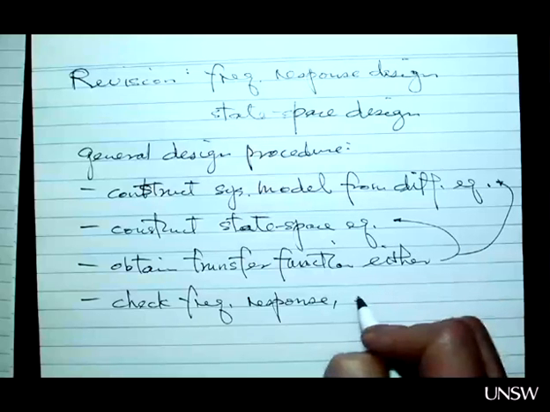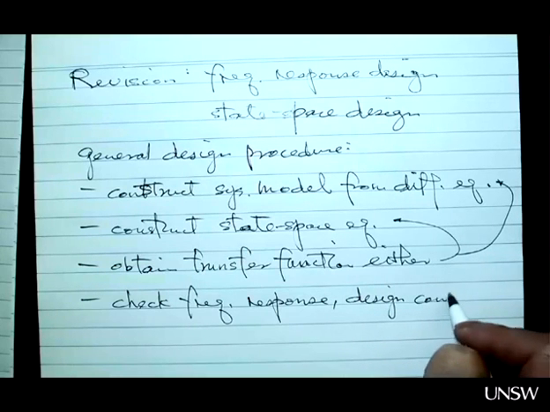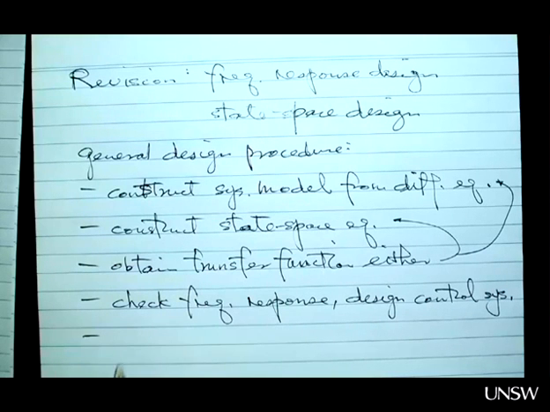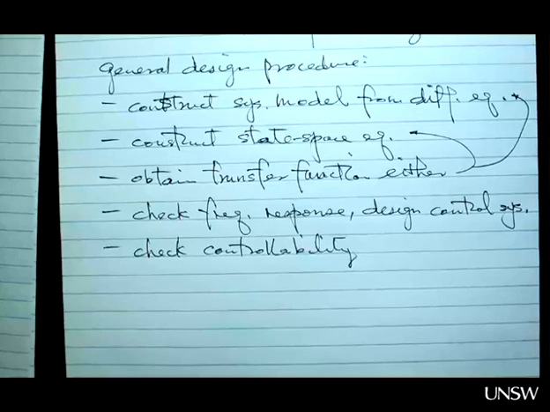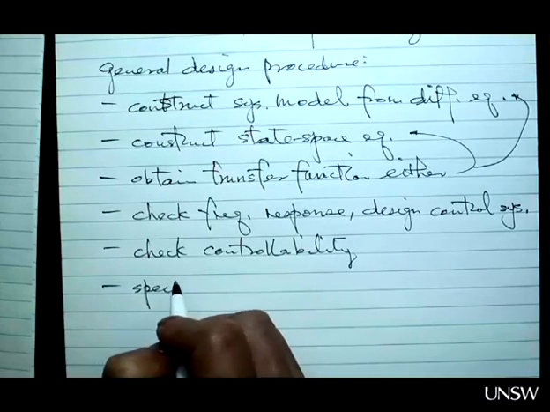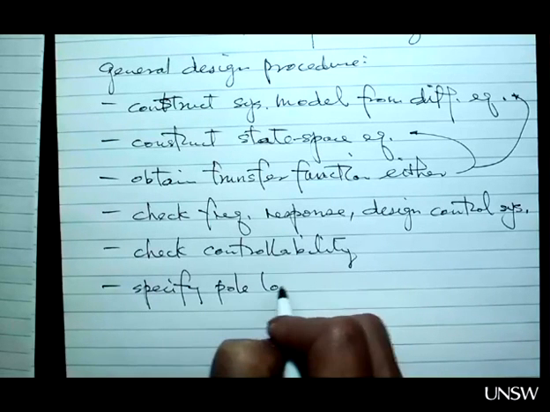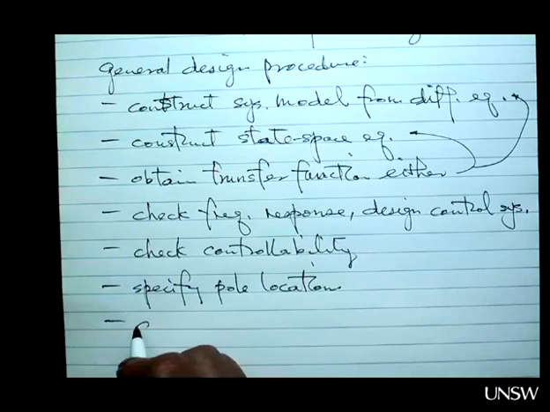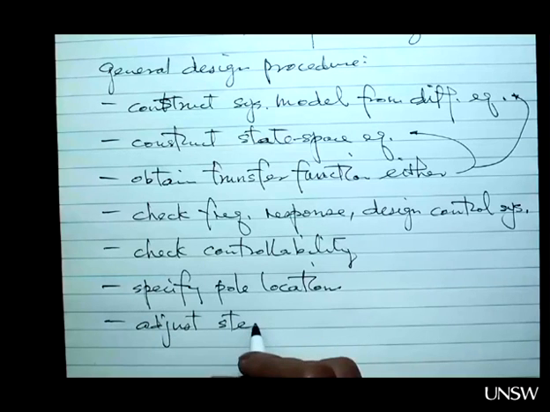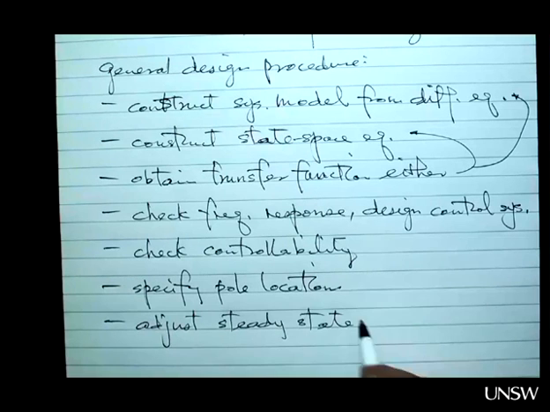Design control system. And then we have to check the chart controllability. Then we can specify our pole locations. And then we can adjust our steady state response. So this is the basic design procedure for a control system. Okay?